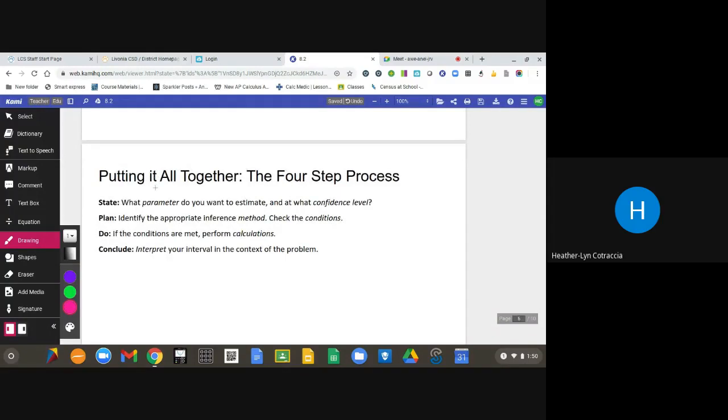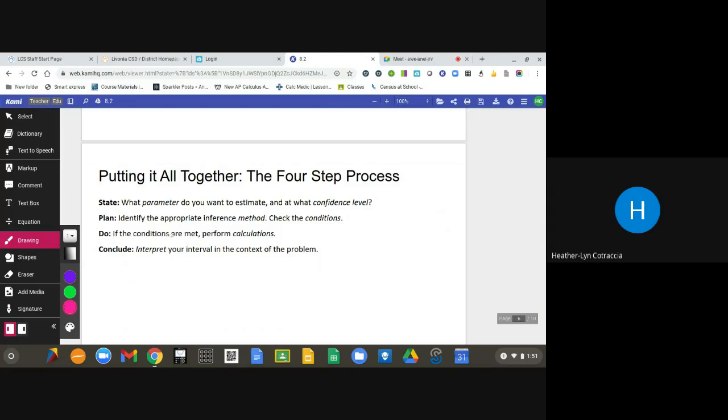When you're constructing a confidence interval or a hypothesis test, but today we're just talking about confidence intervals, we always go through this process of state, plan, do, conclude. State, plan, do, conclude. If you do those 4 steps, I know that you'll get everything in there that you need. In state, you just say what you want to estimate and at what confidence level. The plan, you need to identify the appropriate method and check the conditions.